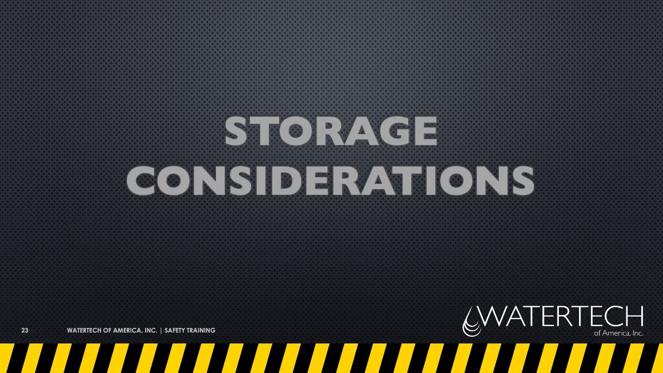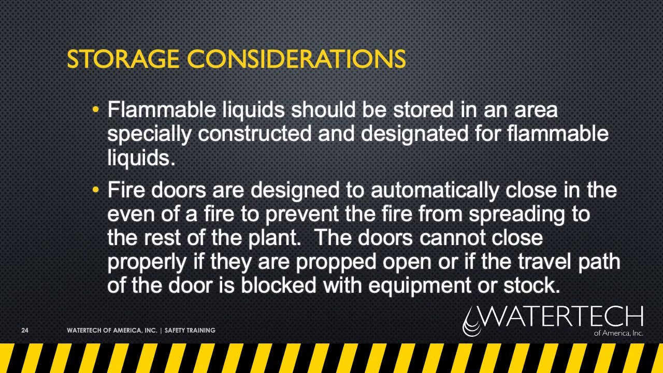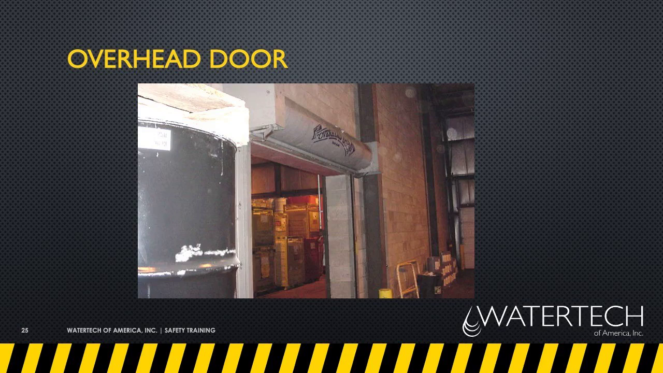Next, we will look at things to consider when storing flammable liquids. Flammable liquids should be stored in areas that are constructed for flammable liquids. Fire doors are one way to help keep an area safe. If a fire occurs, these overhead doors immediately close and isolate the chemicals or fuel source. Do not prop these doors open and keep the area clear. This is an example of a fireproof door at one of our chemical suppliers.